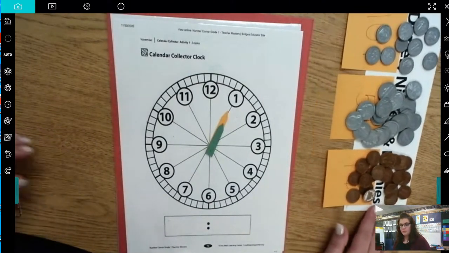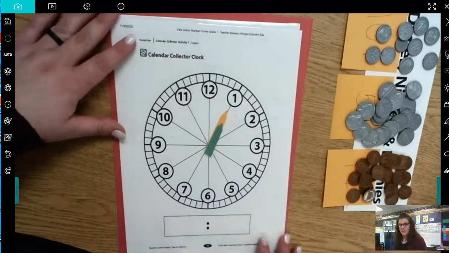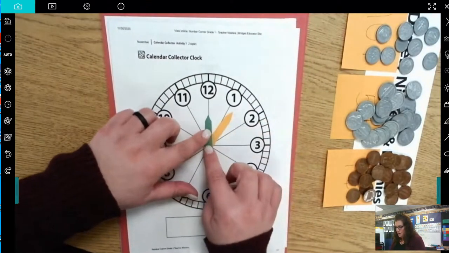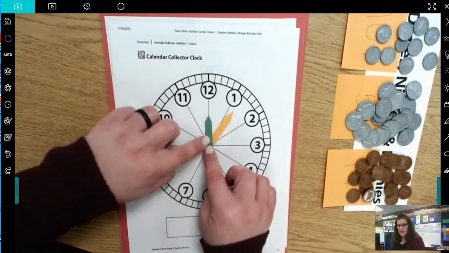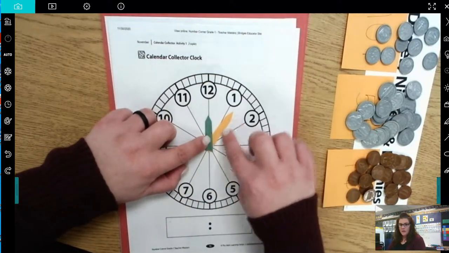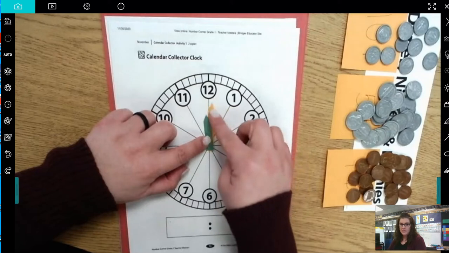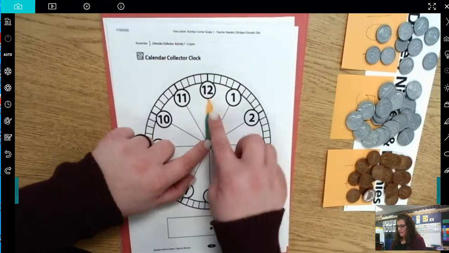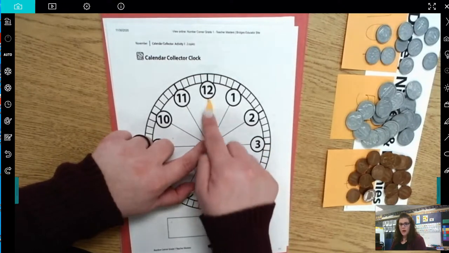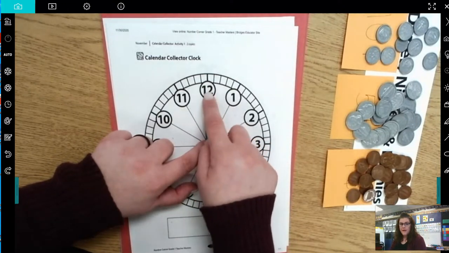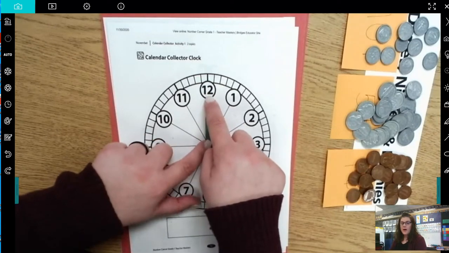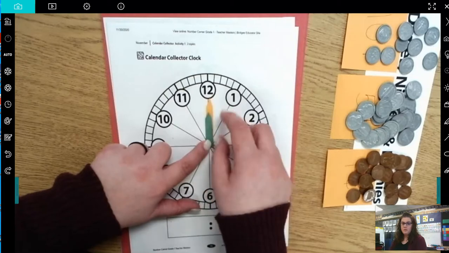I'd like to refresh our memories about telling time on a clock. As a reminder, when we have the two hands, the shorter hand is the hour hand and the longer hand is the minute hand. So let's count on the clock by the hour. When our hour hand is pointing to the 12, that's 12 o'clock. Say it with me, 12 o'clock. Count with me and keep saying the hours with me as we move down the clock.